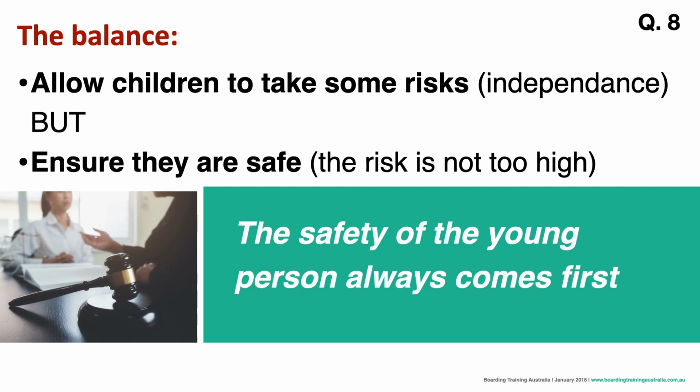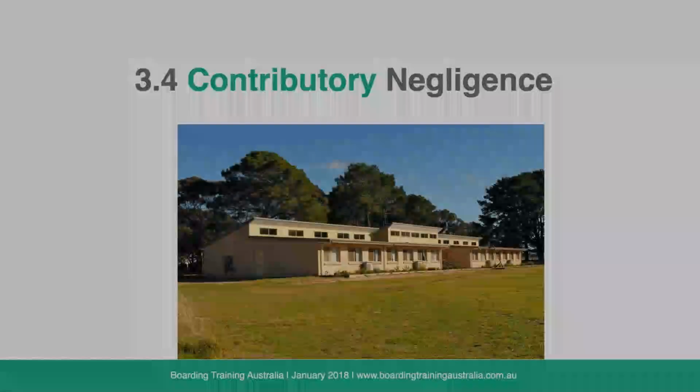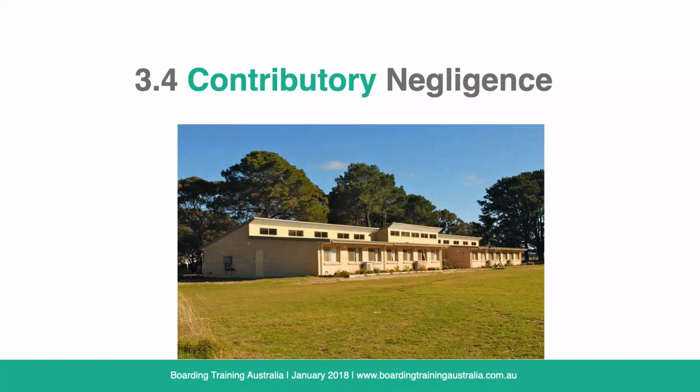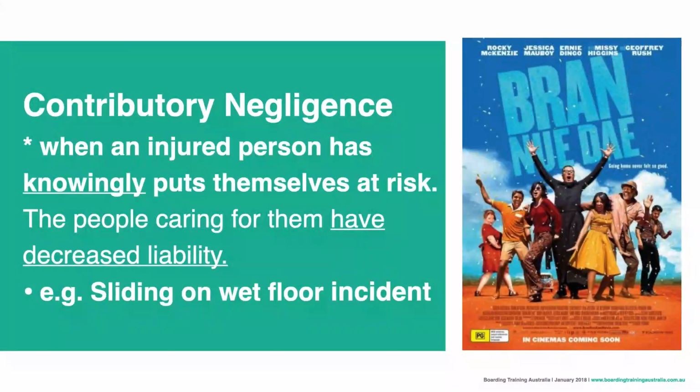You might say, well, what if they deliberately step outside the rules and get harmed because they deliberately broke the rules? This involves a concept called contributory negligence. Contributory negligence is when the person has knowingly done something that's put themselves at risk. So they've broken the rules, or they've deliberately done something that was quite risky. It means when they've done that and they've ignored the rules or boundaries put in place, the people caring for them have a decreased liability because the young person stepped outside the rules and contributed to their own harm.